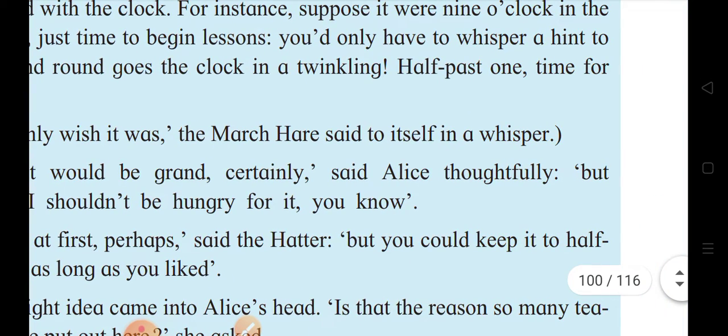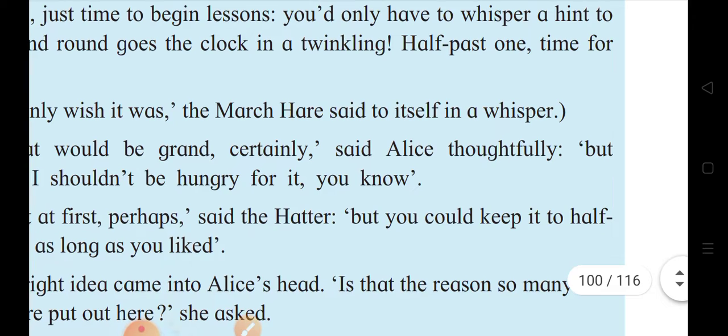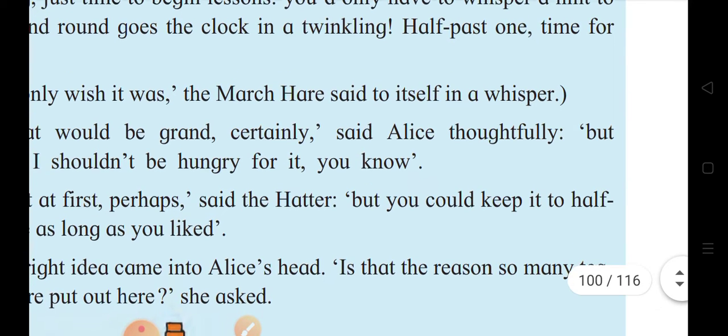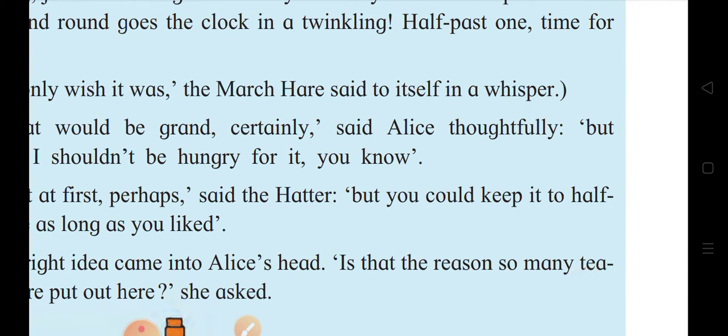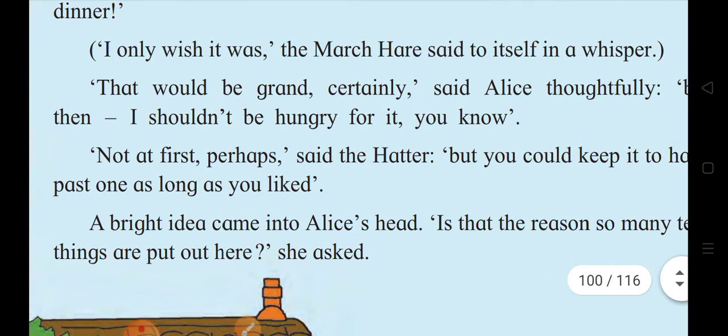So now she is talking with a lot of thinking. "But then I shouldn't be hungry for it." So she's saying that it's just 9 o'clock, and if I just move the clock around like that, and it is 1:30, I won't definitely be hungry at that time. Even if I feel grand, I won't be hungry. So she's saying it very thoughtfully.